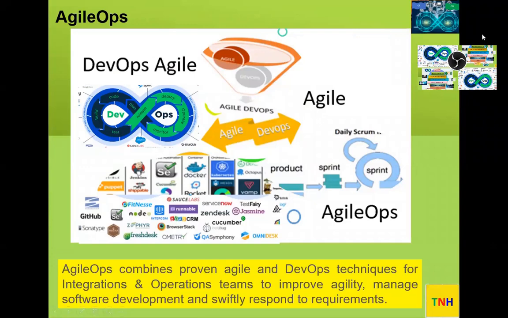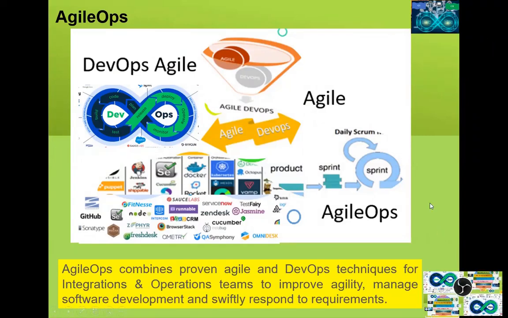So this is AgileOps. It's kind of new, but it's been around for three to four years, I guess. You can see the explanation about integration and operations. AgileOps combines proven agile and DevOps techniques for integration and operations teams to improve agility, manage software development, and swiftly respond to requirements. This is more on the operations side, but in DevOps culture, we don't have a separate operations team. It's a collaborative effort, but it manages the integration and operations more effectively. You can see the tool automation is there, and sprints and sprint cycles come from agile. So it's just an integration between agile and DevOps when it comes to operations.